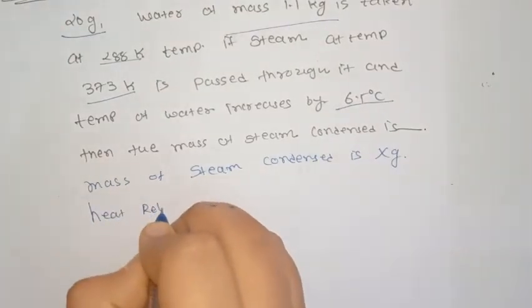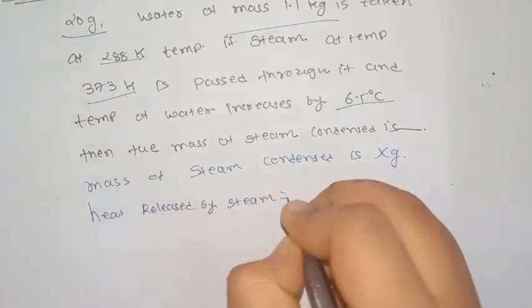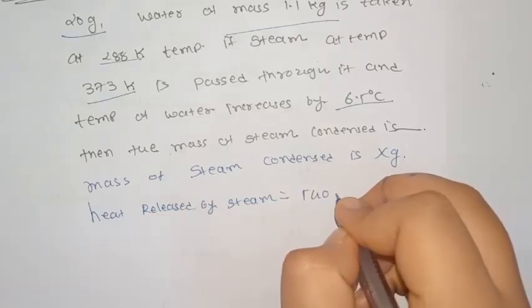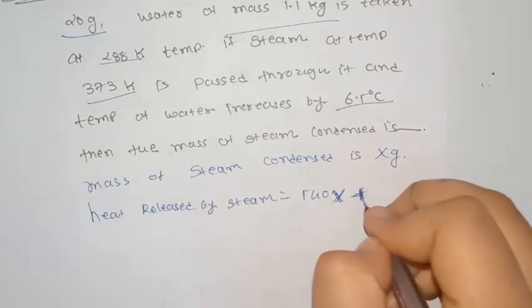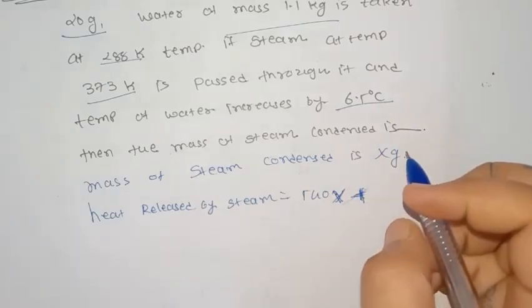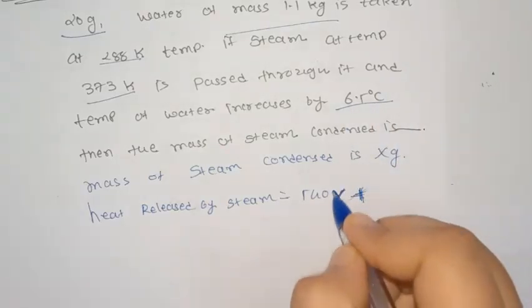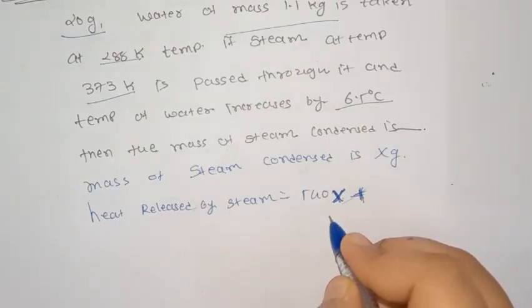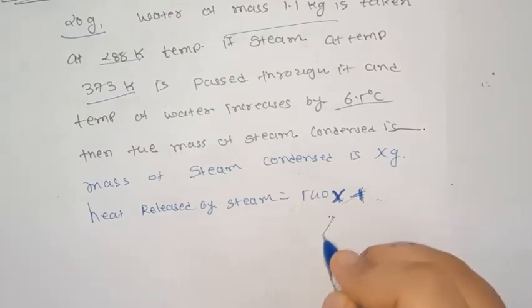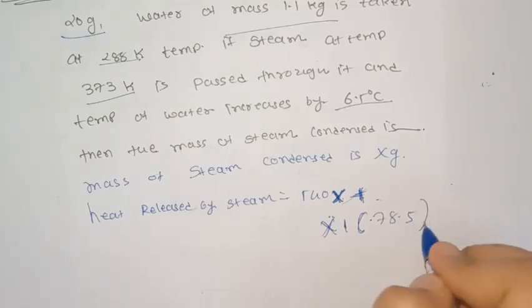So the heat released by steam will be equal to 540 into x, plus it will also change the temperature. Its temperature will decrease by 6.5 degrees Celsius, so this will be mc delta t, where mass will be x, c is 1, and delta t will be 78.5.